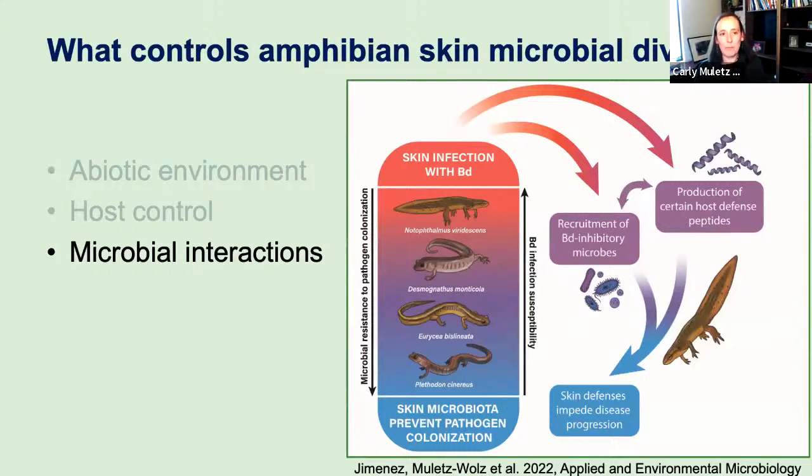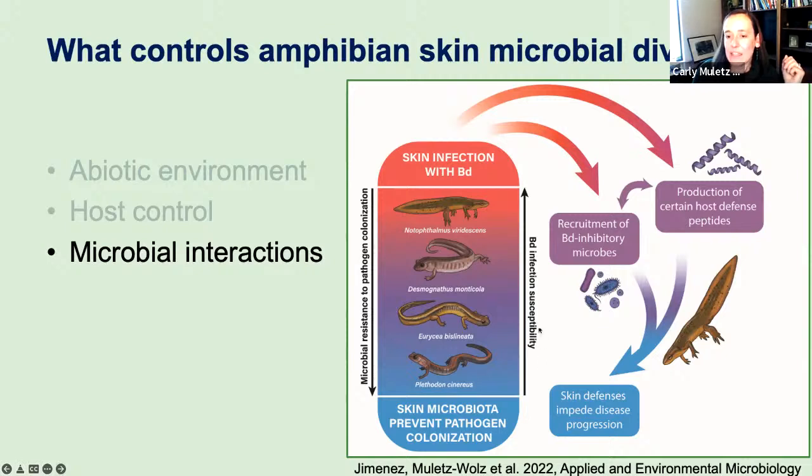Okay, to wrap up this section about what controls amphibian skin microbial diversity, thinking through microbial interactions, we have this nice figure in our recently published paper that I think summarizes these interactions nicely. Here, for these more resistant species, we believe that skin microbiota are preventing pathogen colonization, that they have high microbial resistance to pathogen colonization.